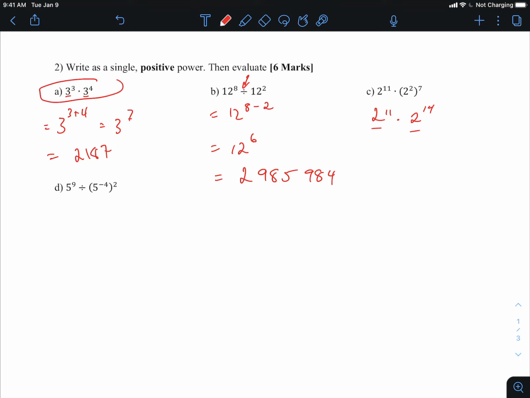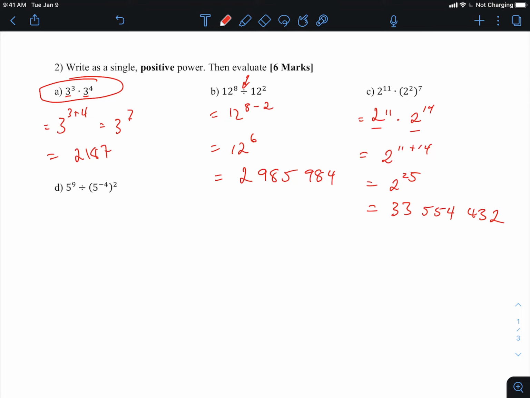We have an instance like question A where we can just add the exponents together, okay? So we go, don't forget your equal signs. 2 to the 11 plus 14, right? That's going to be 2 to the 25. And if we type that in our calculator, I don't expect anybody to know 2 to the 25 off the top of their head. But if we type it in our calculator, we get another big number, 33,554,432.